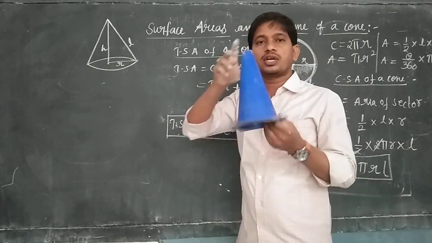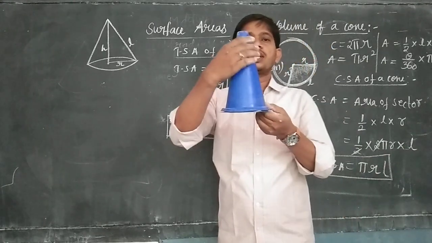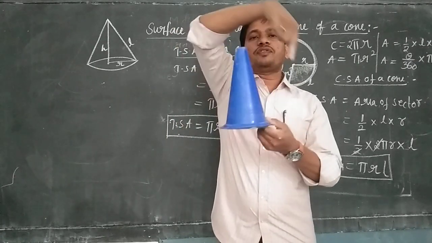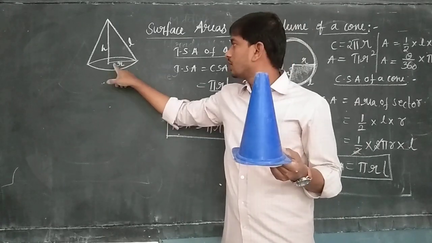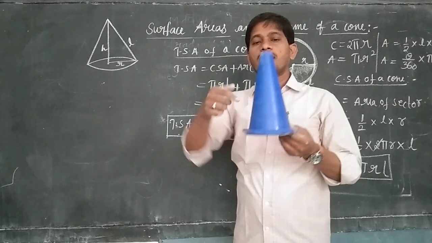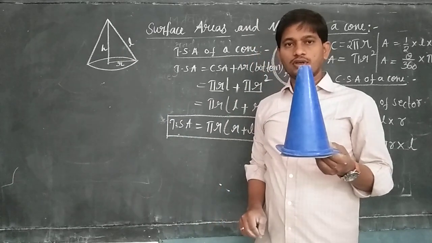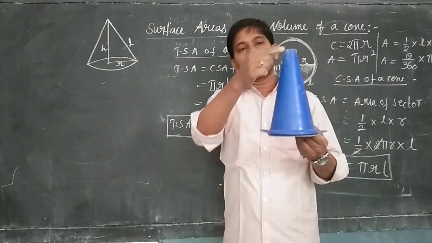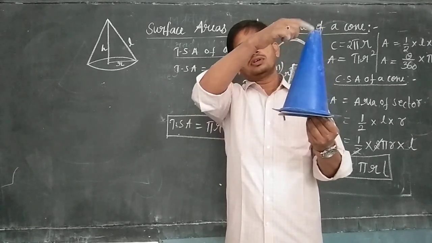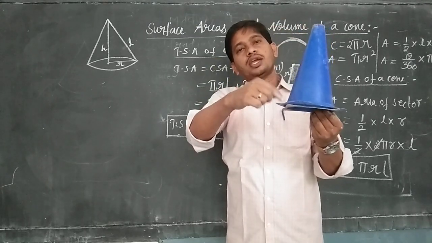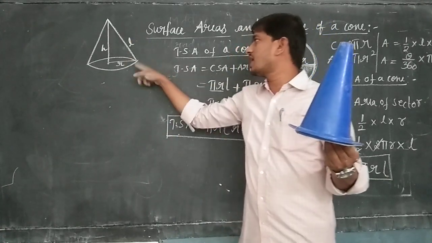One is the circular face. You can observe here, this is our bottom face, which is in the shape of a circle, and this is our curved face, which is in the shape of a sector. And this is our circular edge. This is our vertex, and this is any point on the circular edge. If I join this point, I will get a slant height. This is our slant height.